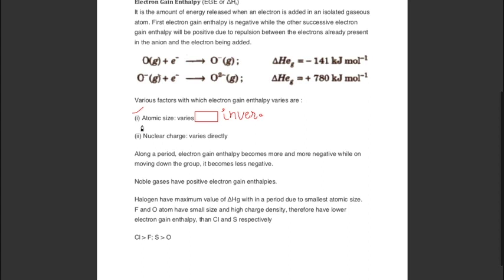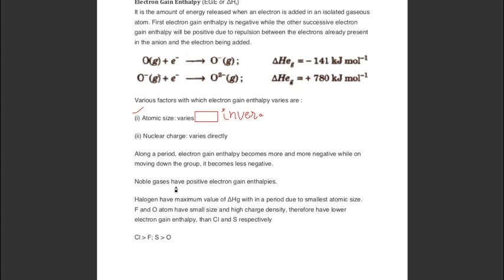Second, nuclear charge. This also I have discussed just now. The more the nuclear charge, the more the electron gain enthalpy. So it varies directly with nuclear charge. In this way, along a period, electron gain enthalpy becomes more and more negative as size decreases, while on moving down the group, it becomes less negative because size becomes more and more.